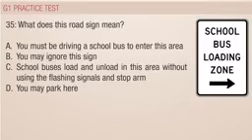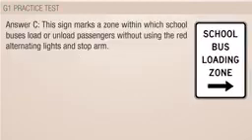Question 35. What does this road sign mean? A. You must be driving a school bus to enter this area. B. You may ignore this sign. C. School buses load and unload in this area without using the flashing signals and stop arm. D. You may park here. Answer C. This sign marks a zone within which school buses load or unload passengers without using the red alternating lights and stop arm.